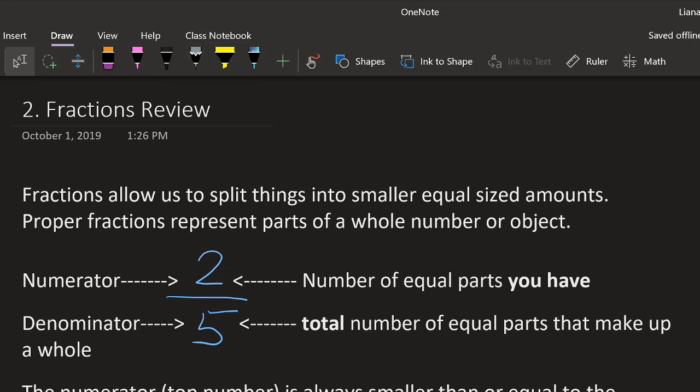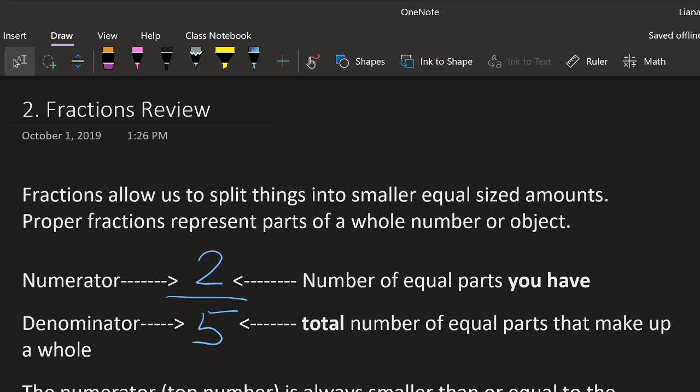Proper fractions, which are the first type of fractions we deal with, represent parts of a whole number or object. So with a proper fraction, your top number is always smaller than your bottom number, okay? Or it can be the same. So we have a couple of different definitions we want to talk about when we're introducing fractions.